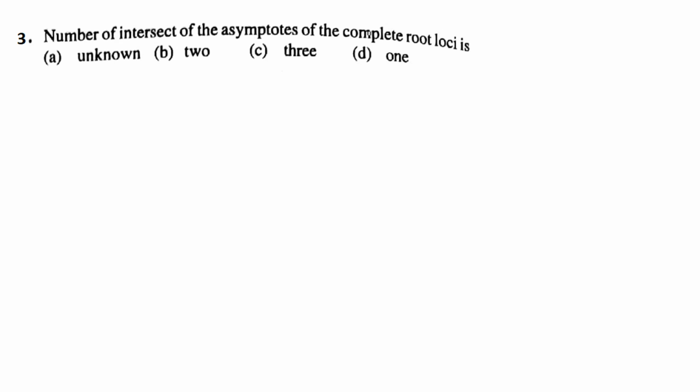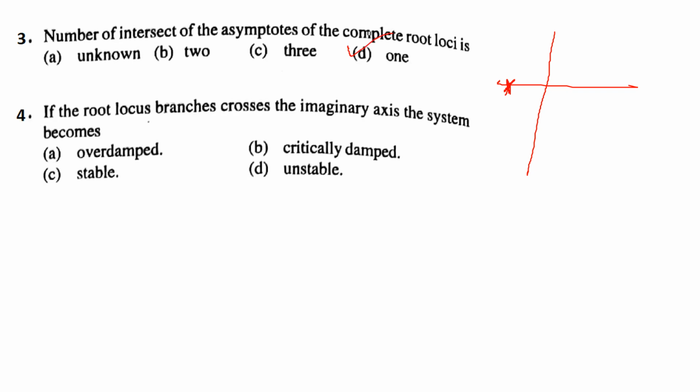Next, the number of intersections of asymptotes of the complete root loci. Always, the asymptotes meet at the centroid. So only one intersection. The answer is D. Fourth problem: if the root locus branches cross the imaginary axis, the system becomes... When root locus branches cross the imaginary axis, the system becomes unstable.